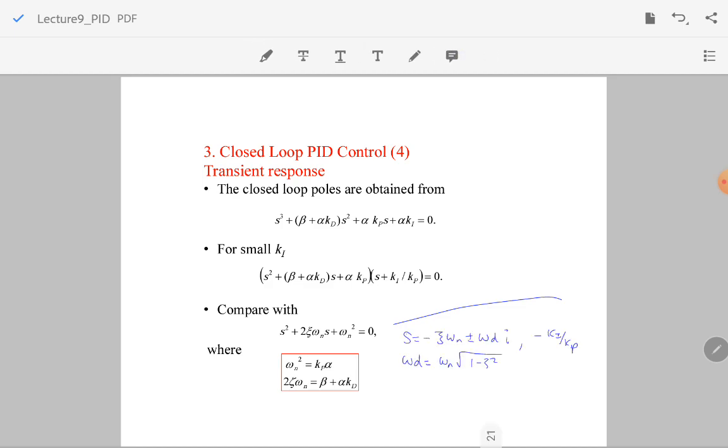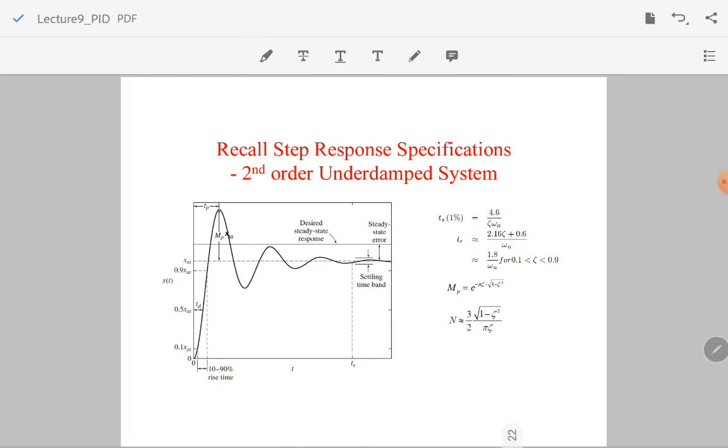So let's think about the step response specification. When we have a second order system, first of all, we don't have a second order system, right? We have a third order system where two of the roots we're assuming to be second order roots, meaning complex roots, and we have a third root, which is negative Ki over Kp.